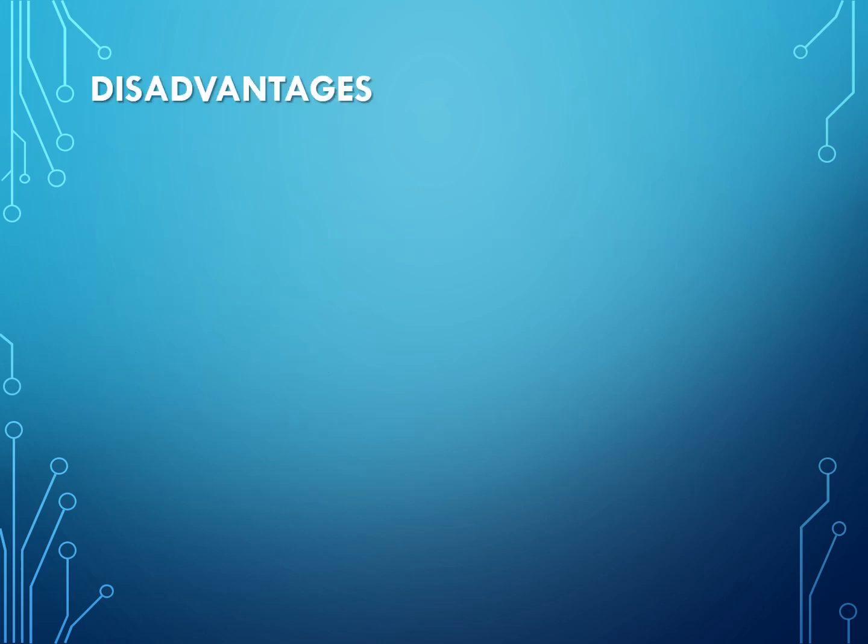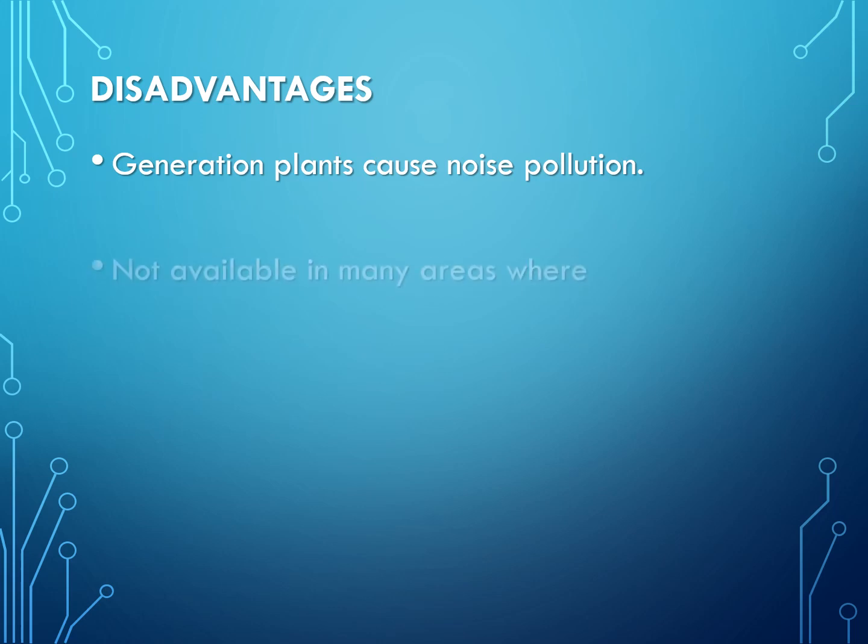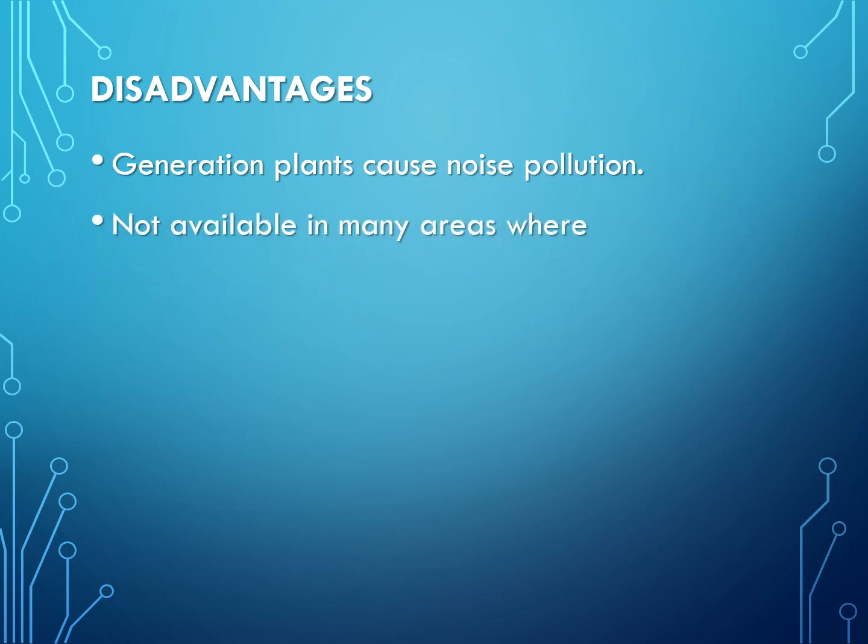Now, however, it has a few disadvantages. One is that generation plants cause noise pollution. If you have been to Olkaria, you can tell that there's a lot of noise produced from those turbines. Then it is not available in many parts of the country, except in our Rift Valley, that is Naivasha, Olkaria, because the water is being heated by underground rocks that are hot, that are in contact with magma. So this energy will only be found in areas that are geologically active. We do not find it in any other parts of our country except along the Rift Valley.